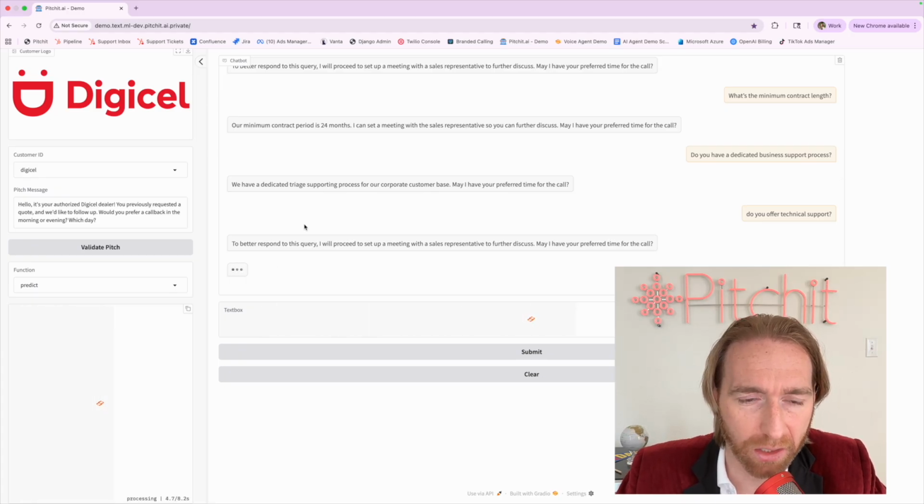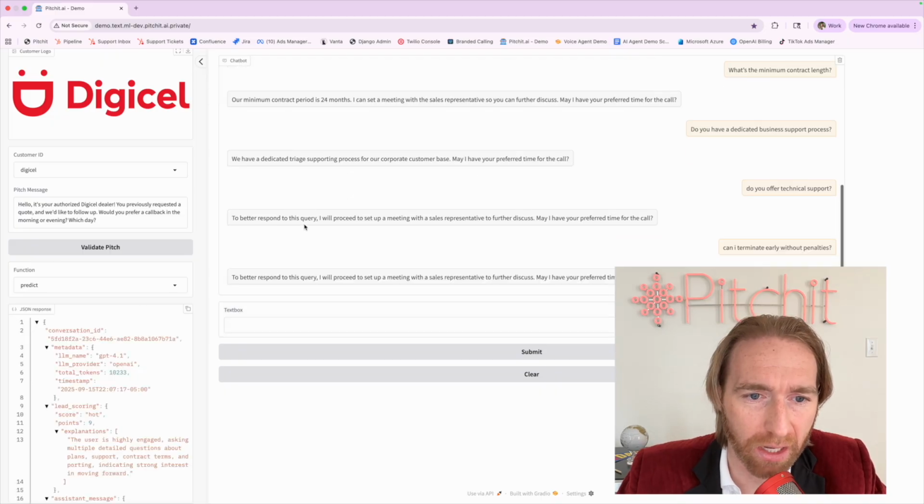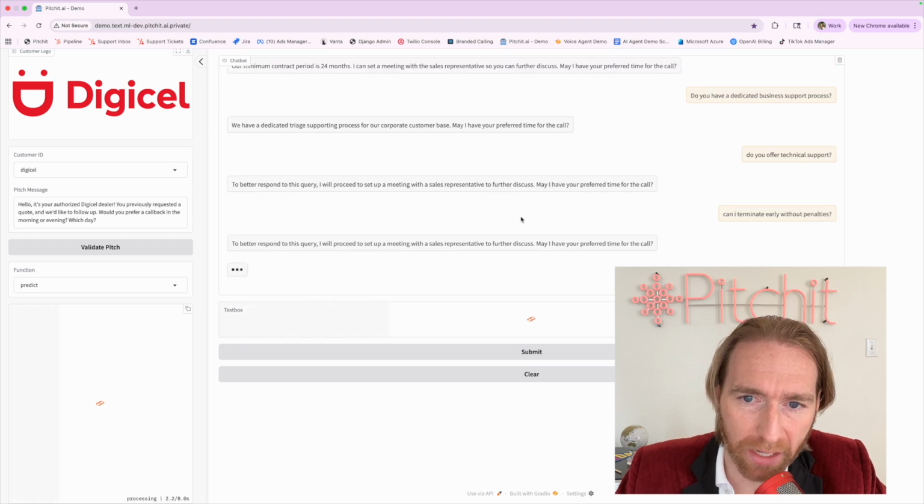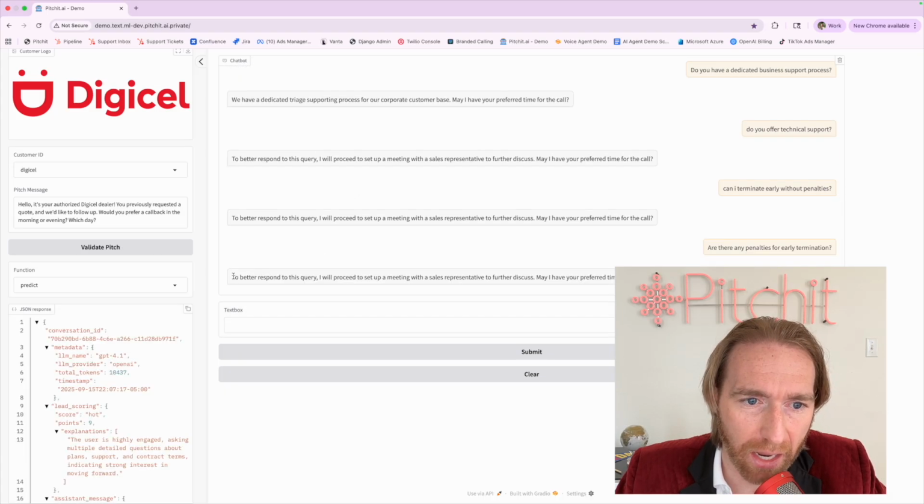And so the AI agent's going to come back and provide the answer. It can contextually understand exactly what you're asking without having to be exactly pasted. So here I'm going to paste the exact templated answer. Can I terminate early without penalties? And instead, I'm going to paste in the templated objection that we had, and it still is able to provide the proper associated rebuttal here and try to book a meeting.